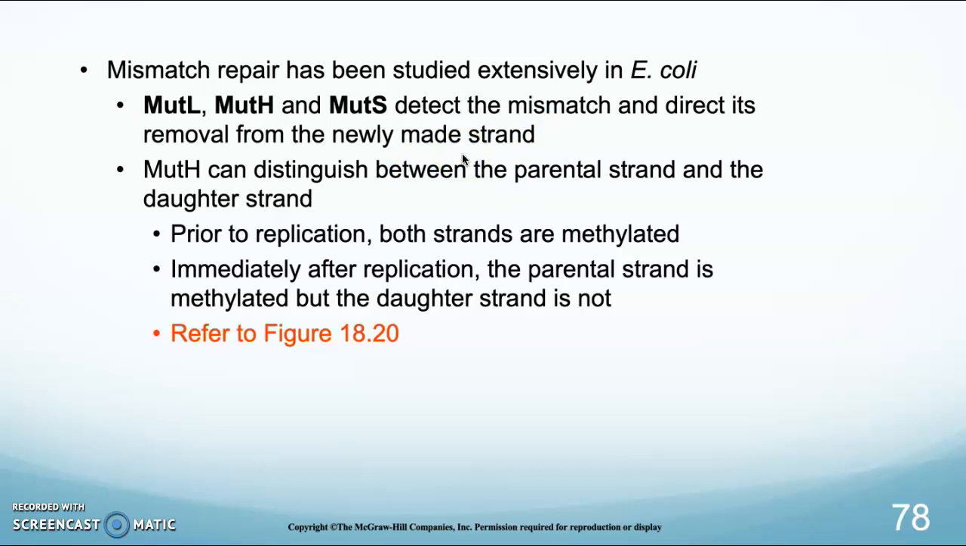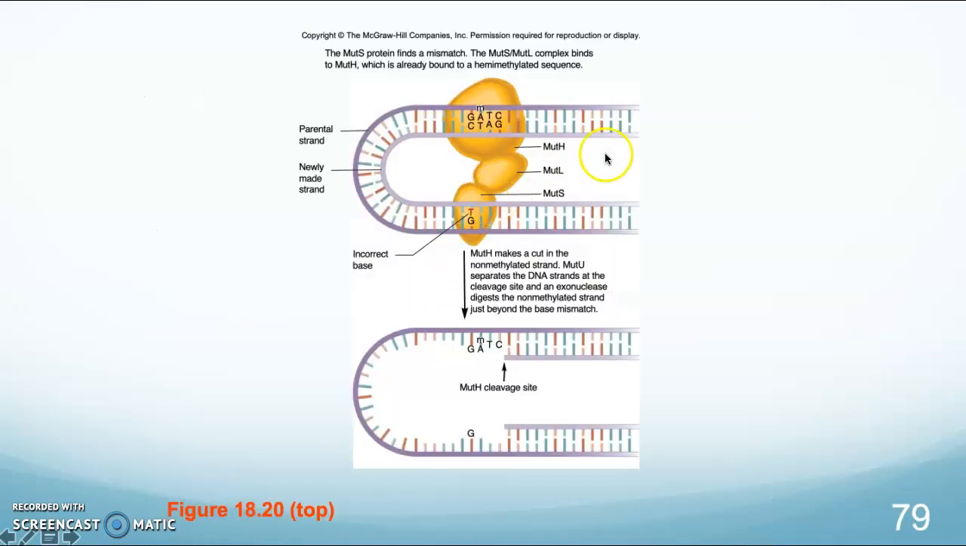So you can imagine if there's a mismatch, it's important to know which is the correct bases to use as the template. And so what ends up happening is that the MutH can actually distinguish, because prior to replication, both strands are methylated. And so the parent strands are replicated. And immediately after the replication, what we know then is that the parental strand is methylated, which allows it to be recognized, while the daughter strand is not.